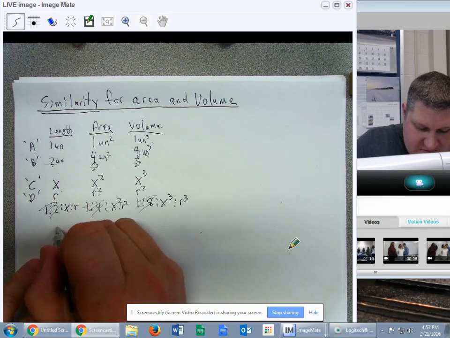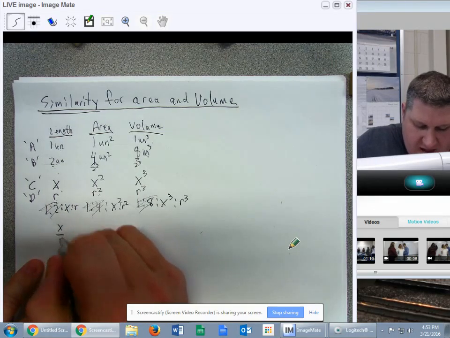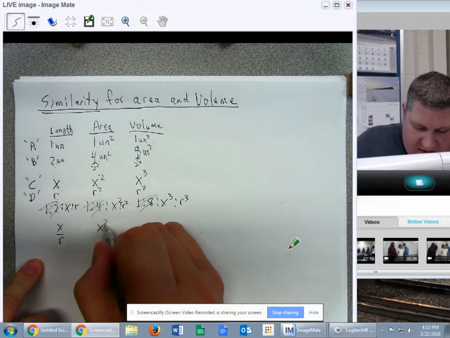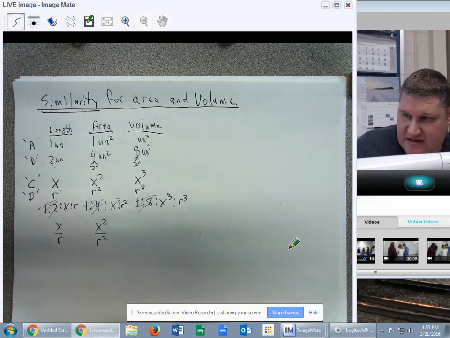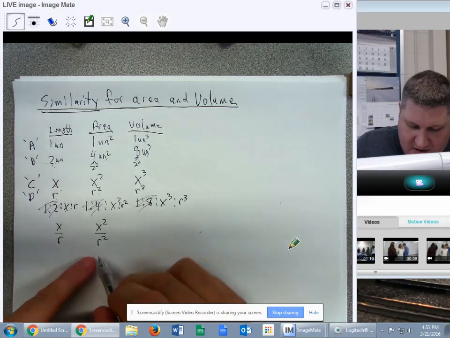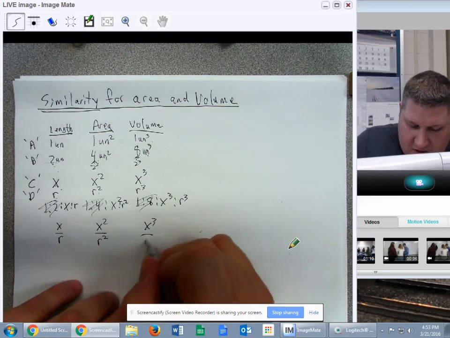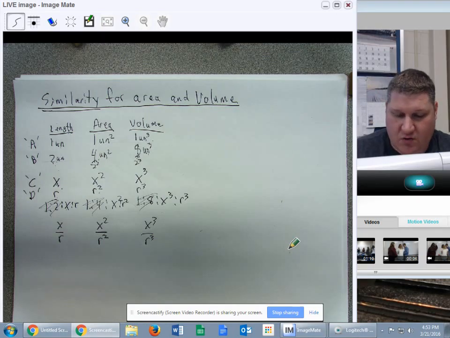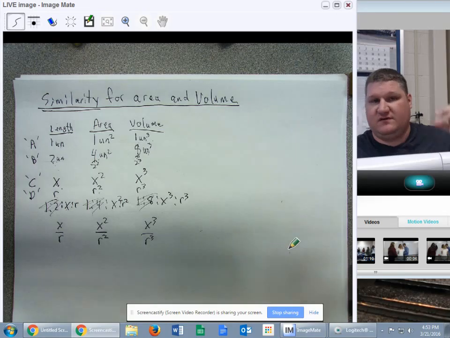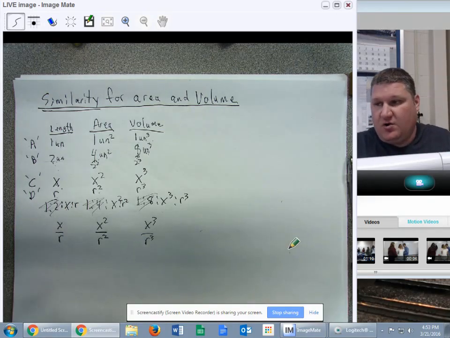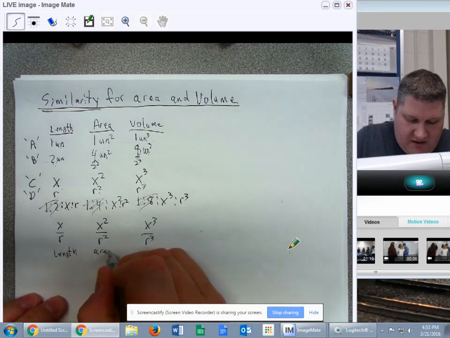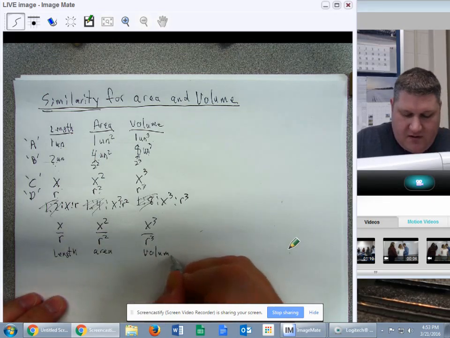And that rule says for length of two similar figures, x to r is the ratio. But for area, x squared to r squared is the ratio, length and then area. And then x cubed to r cubed is going to be the ratio of their volumes. And it's going to work that way every single time, regardless of the shape, regardless whether it's a cube or not. These are going to be true where you have length, area, and volume. So there you go.